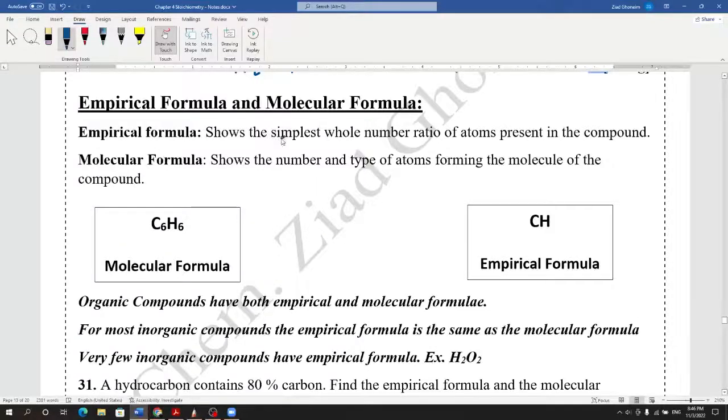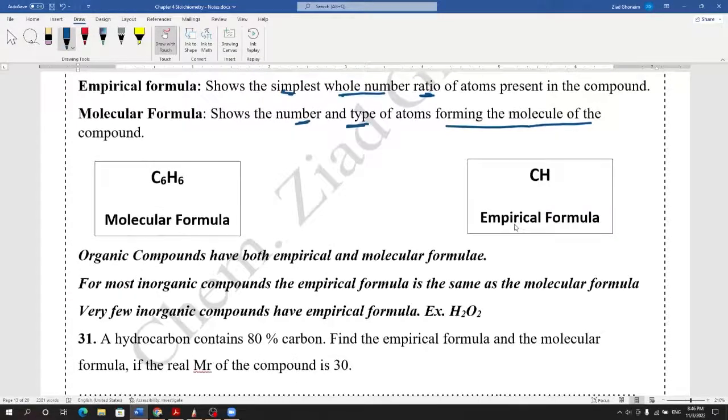Empirical formula shows the simplest whole number ratio of atoms present in the compound, and these are very important keywords. The molecular formula shows the number and type of atoms forming the molecule of the compound. For example, C6H6, that's a molecular formula because it's not simplified. If you simplify it, you get CH, which is an empirical formula. Again, this is a real compound, that's hexane, while this one is an imaginary compound.